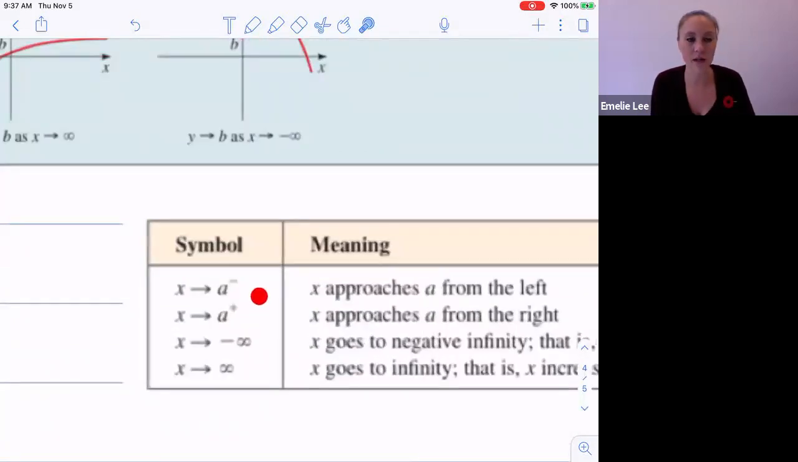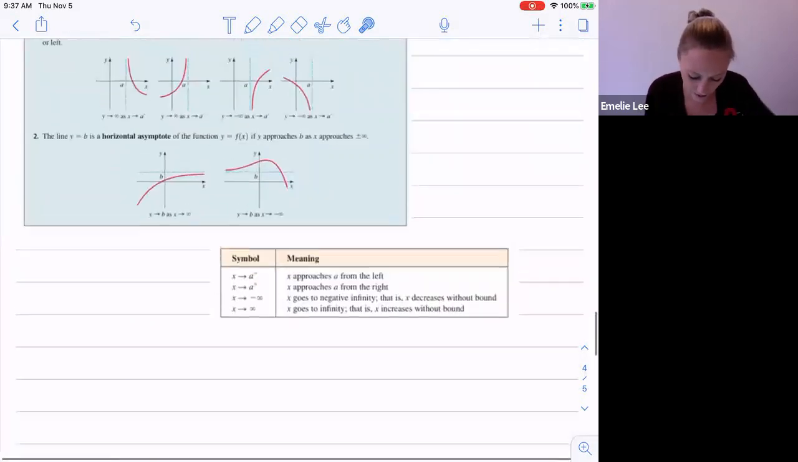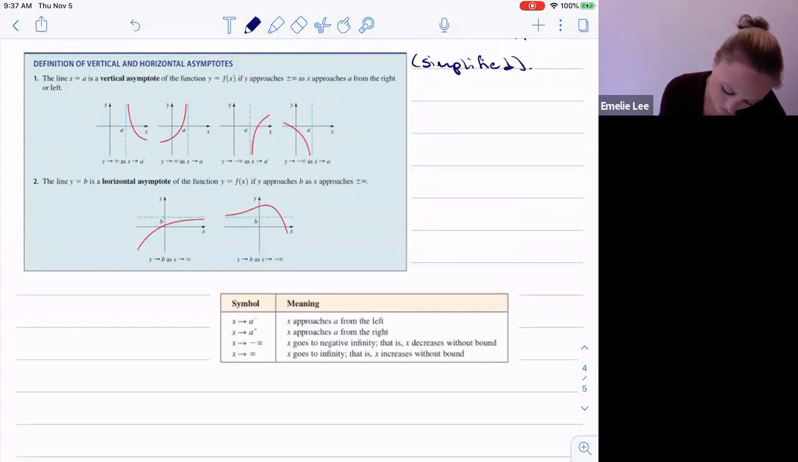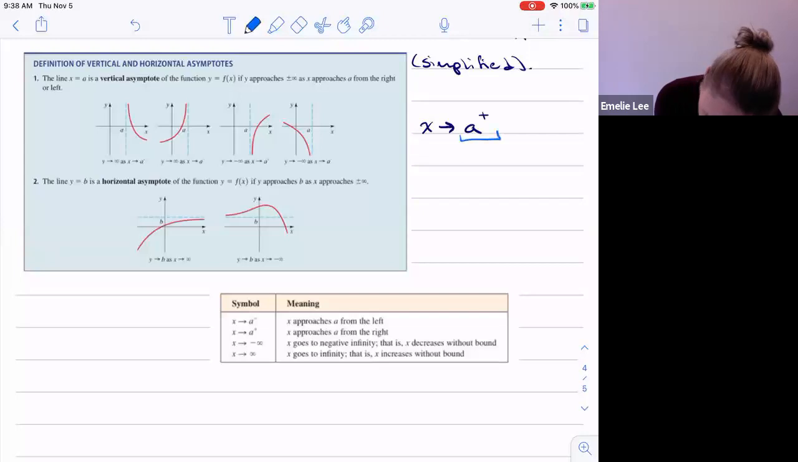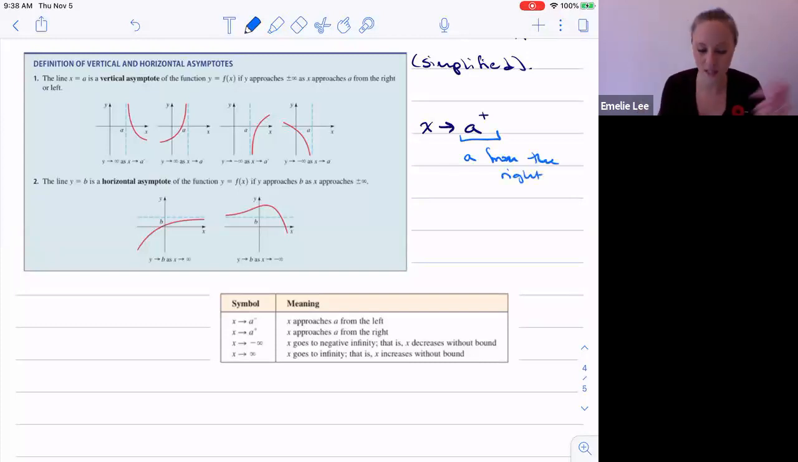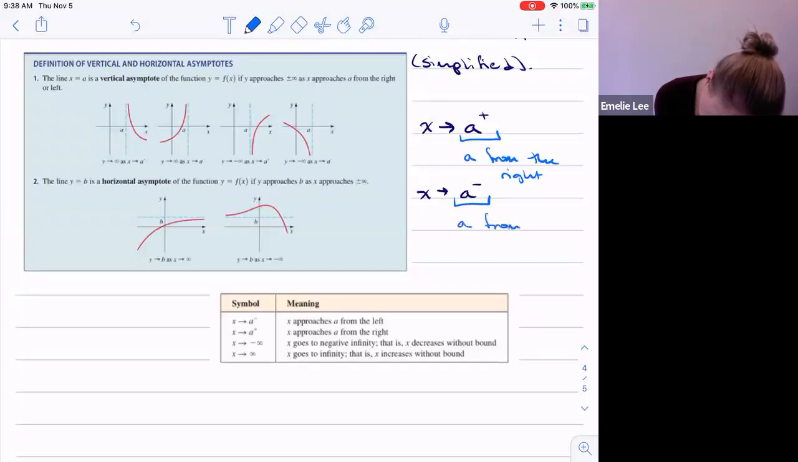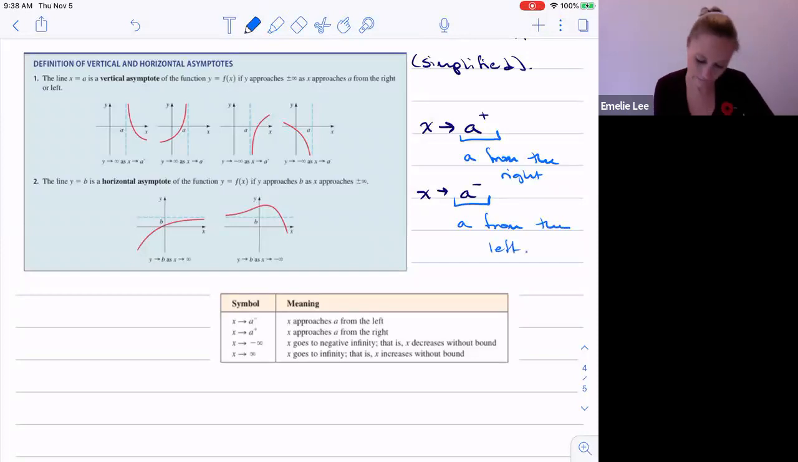X approaching a from the left, so a to the power of a negative. X approaches a from the left is how you're going to read that, and x approaches a from the right. And then, of course, x going to negative infinity, x going to positive infinity, which we've already seen. So I'll just make a note here. X going to a from the right, or from the positive side, and x going to a from the left, or from the negative side.